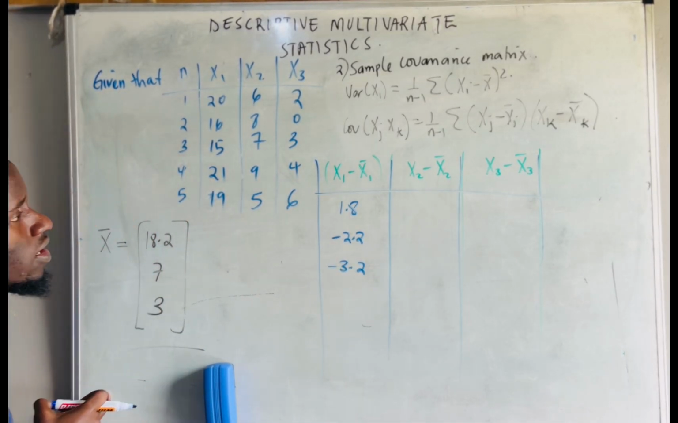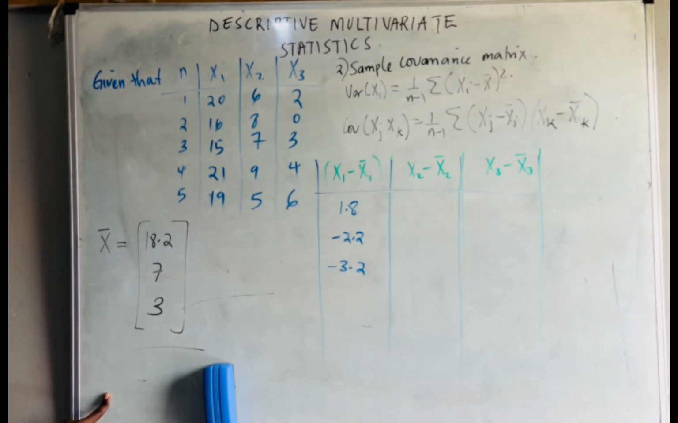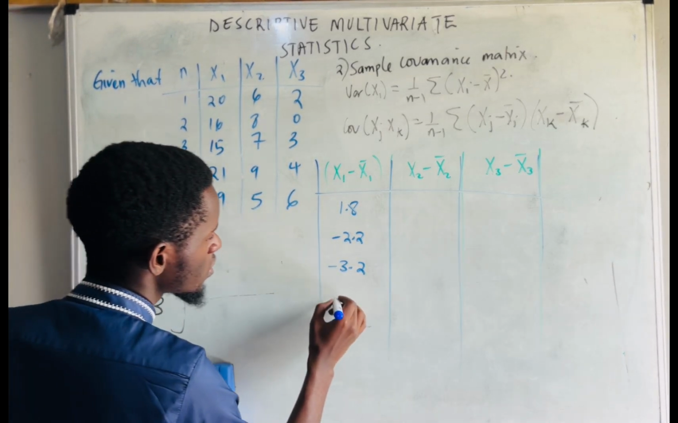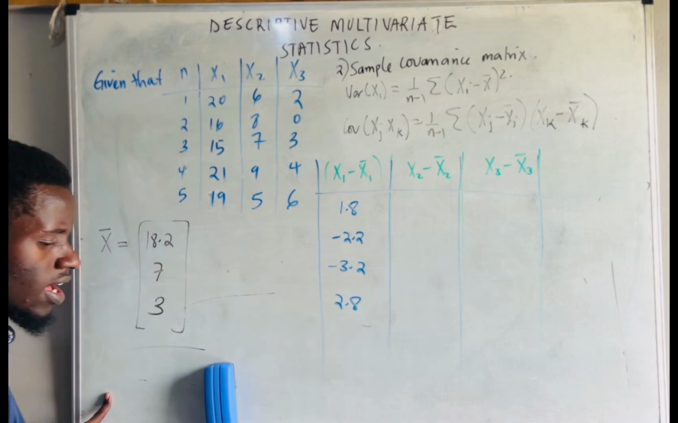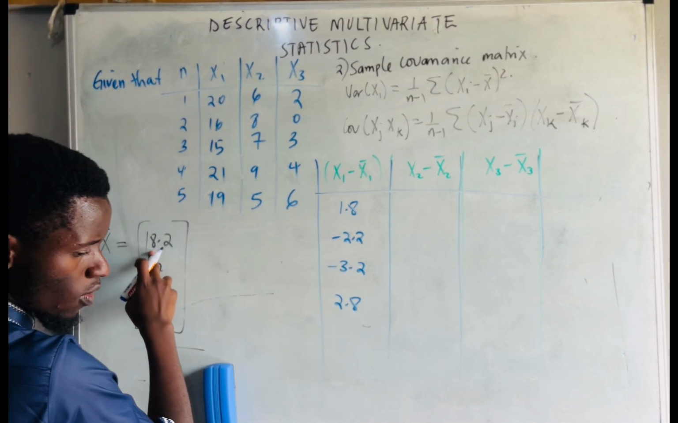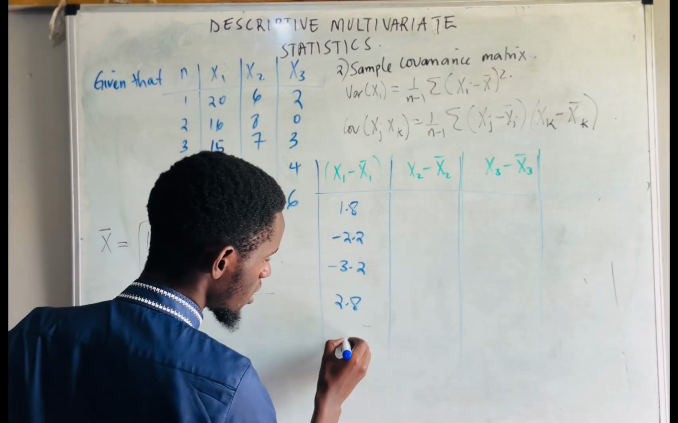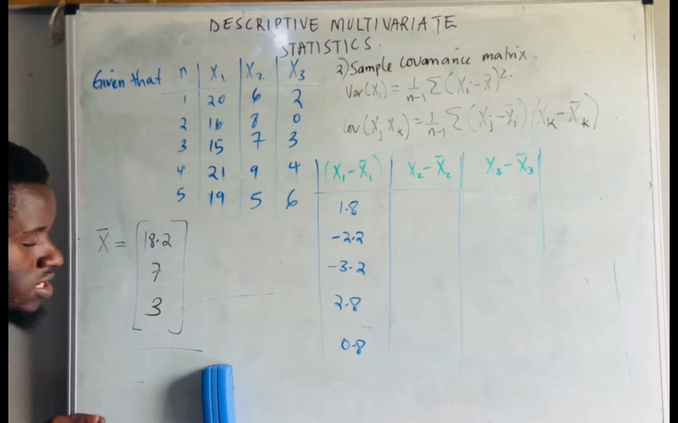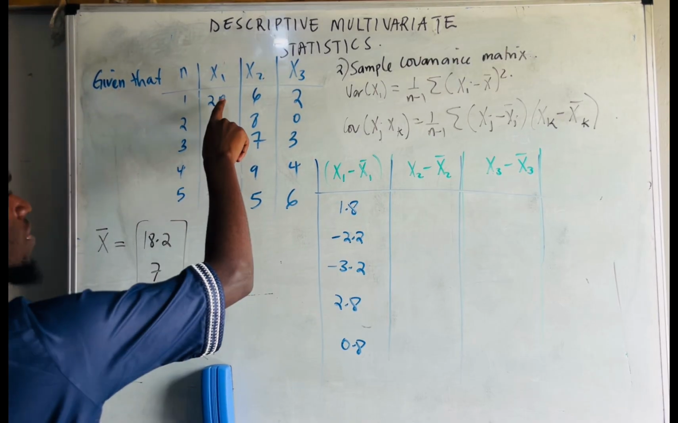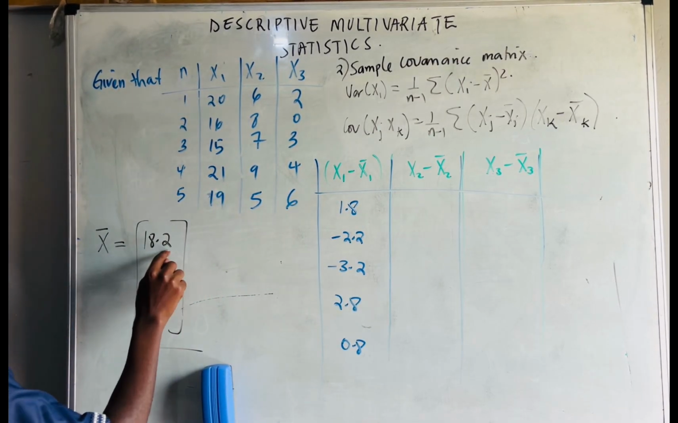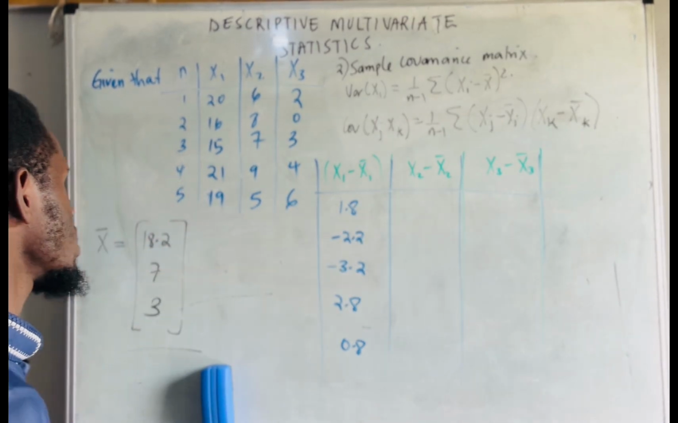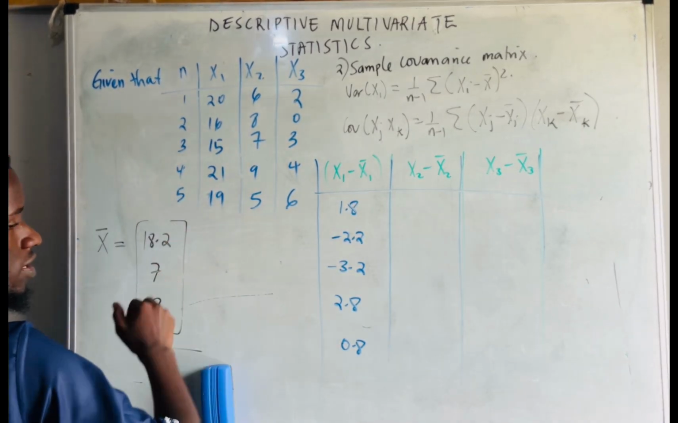Then we have 21 minus 18.2, which is 2.8. And likewise 19 minus 18.2 gives 0.8 as our answer. Are we together on that point? I'm saying x1 minus x bar: this is x1, this is x bar. Also, let's get x2 minus x bar. What is x2 minus x bar? 6 minus 7 is negative 1.